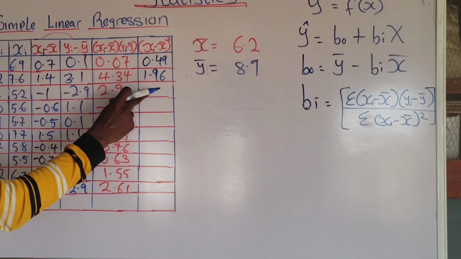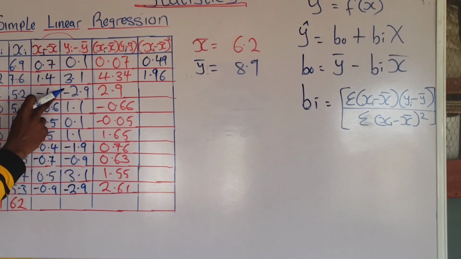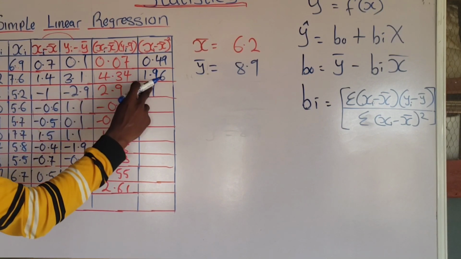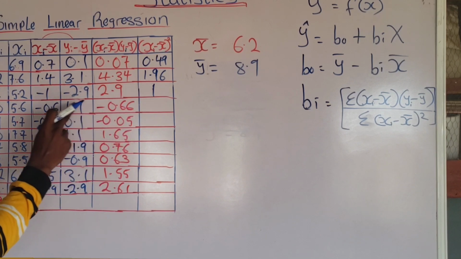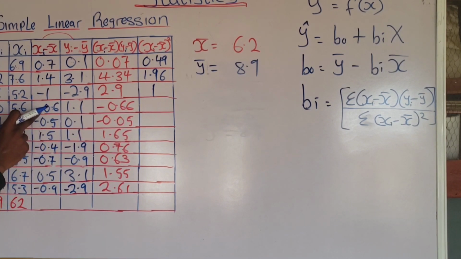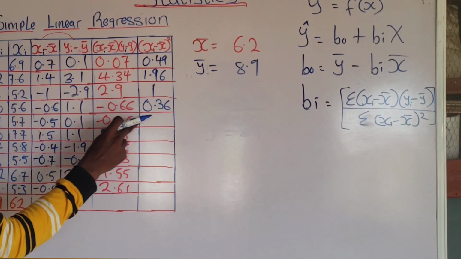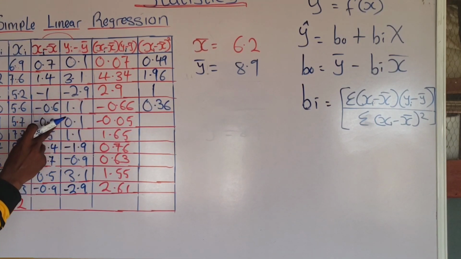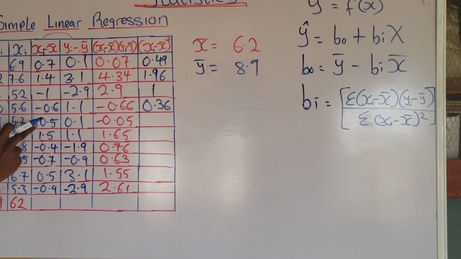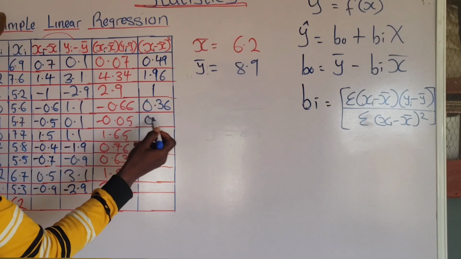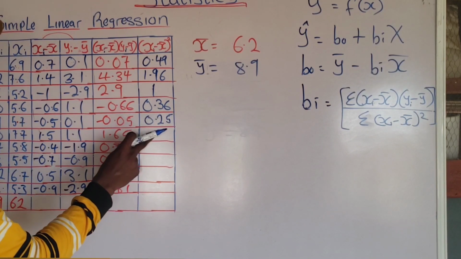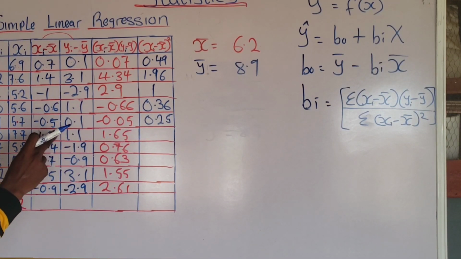For these cells, I'm going to trace it to x minus x bar. That is negative 1. Negative 1 squared is what? Is 1. For these cells, I'm going to trace it to negative 0.6. Negative 0.6 squared is 0.36. For these cells, just trace it to the column of x minus x bar. The corresponding value is negative 0.5. Negative 0.5 squared is 0.25.